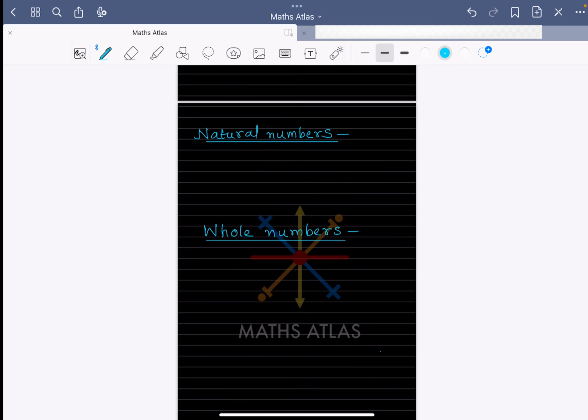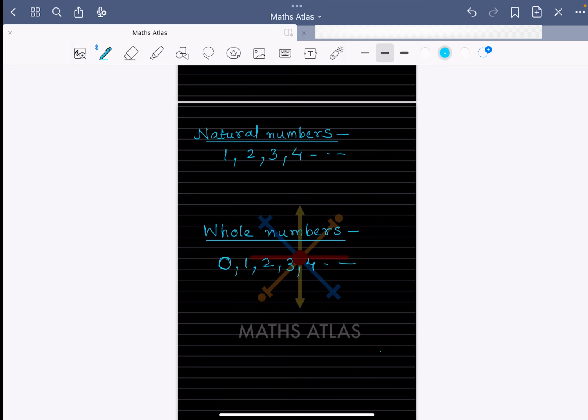The natural numbers are 1, 2, 3, 4, and so on. The natural numbers always start with 1. The difference between the natural numbers and the whole numbers is that there is only one additional 0. The rest are the same as the natural numbers: 1, 2, 3, 4, and so on. So you must have seen there is an additional 0 over here.